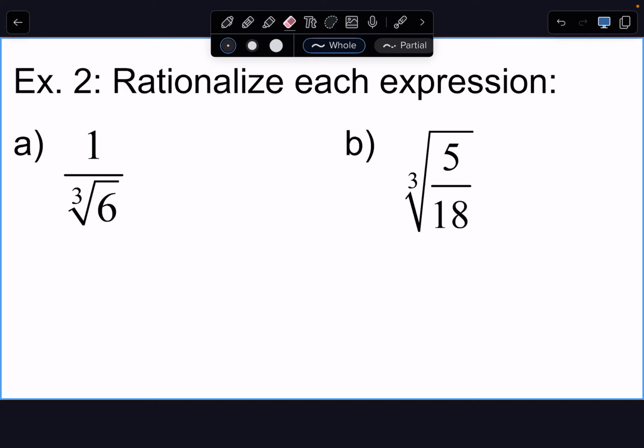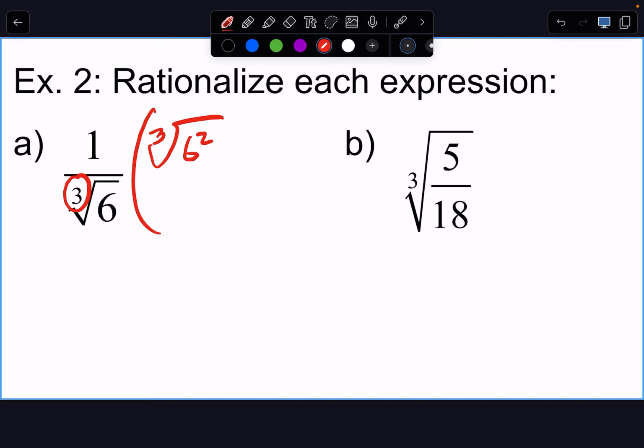How many 6's do I need in total here to pull 1 out? 3. How many have I been given? 1. How many more do I need? 2. I'll multiply here.